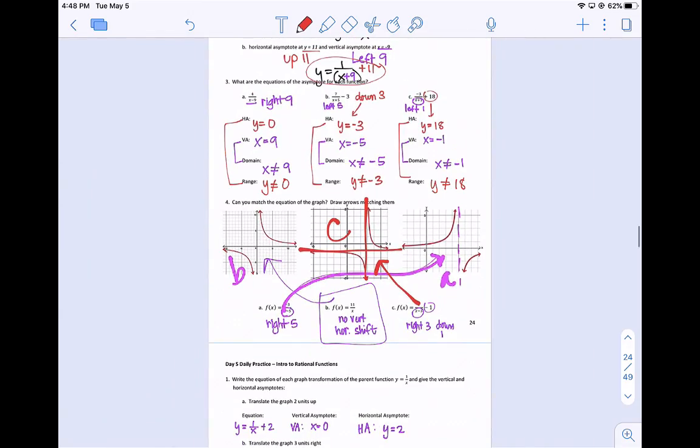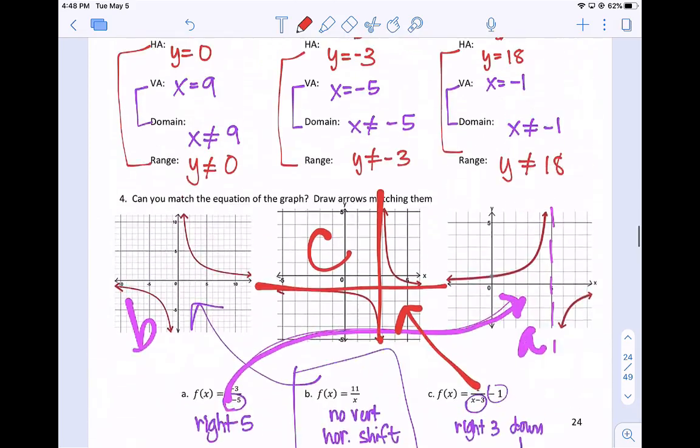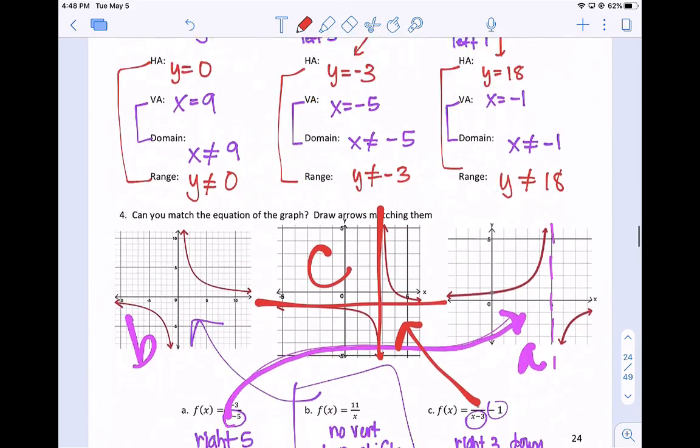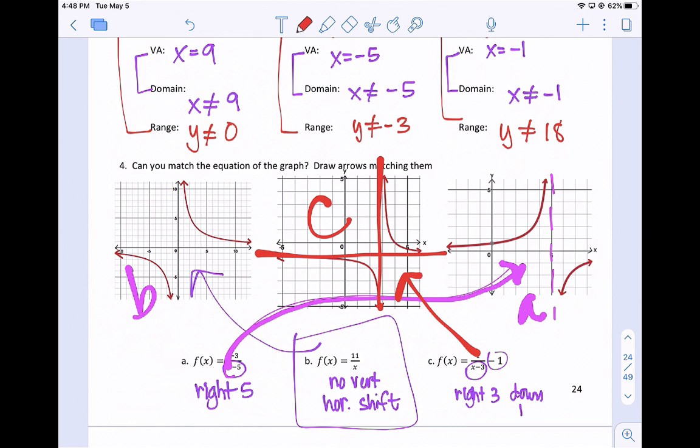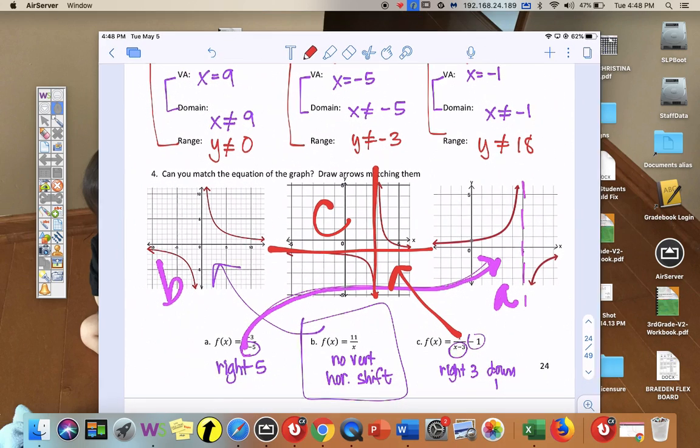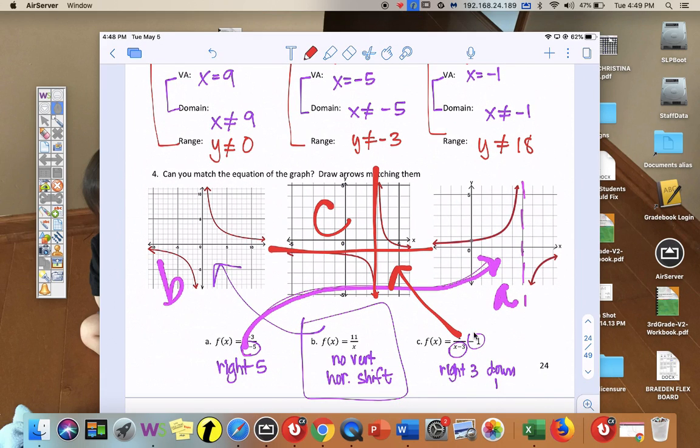Okay, so day 5, daily practice. You can take a look at the notes. It will be similar types of problems, testing you on patterns that we've looked at before, just with different functions. And now you're going to apply to rational functions.